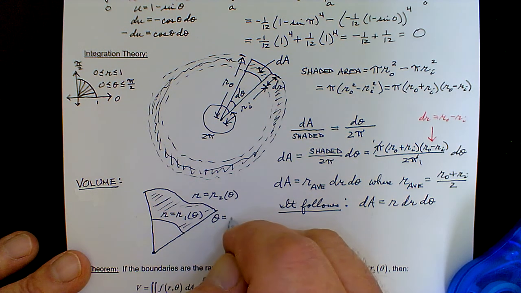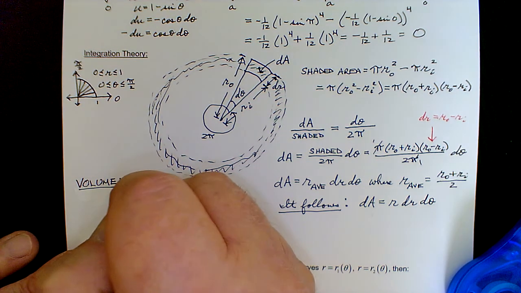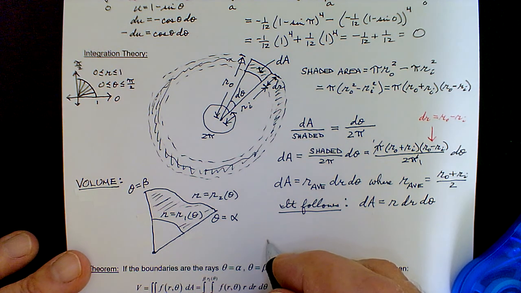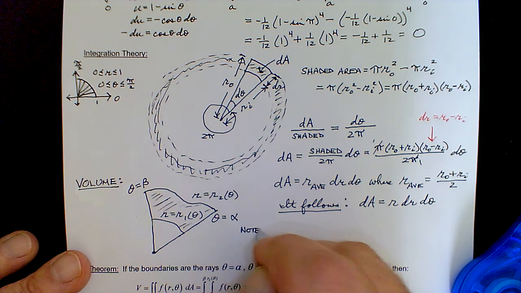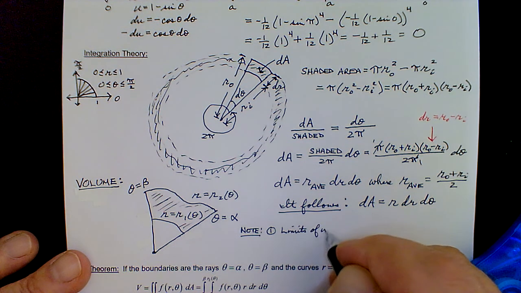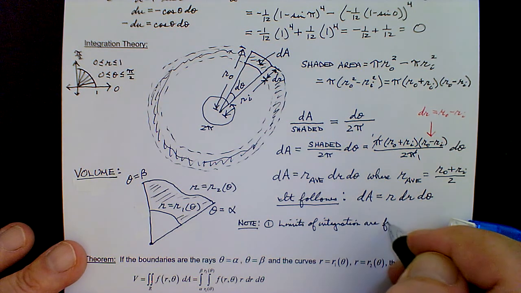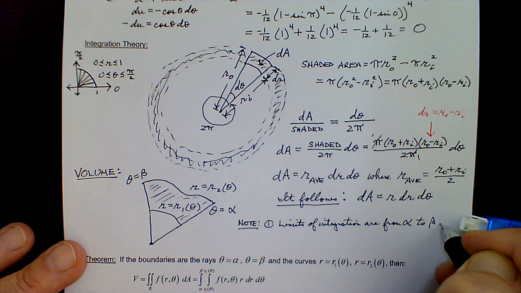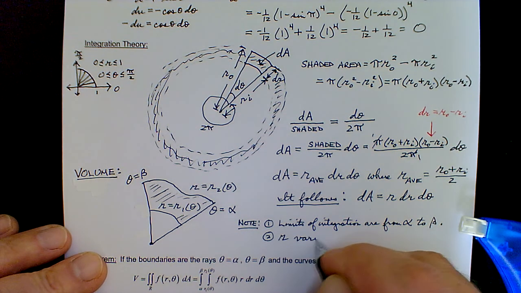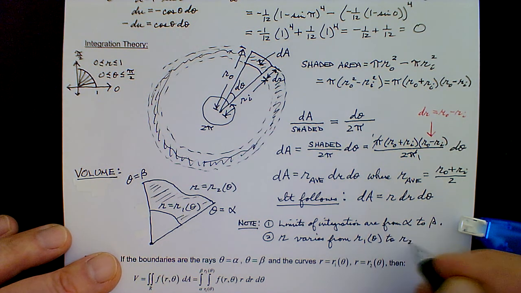Then we're going to take this theta to be equal to alpha, and this theta radial line equal to beta. And so note that, just two things here. The limits of integration are from alpha to beta, and that r varies from r sub 1 of theta to r sub 2 of theta.